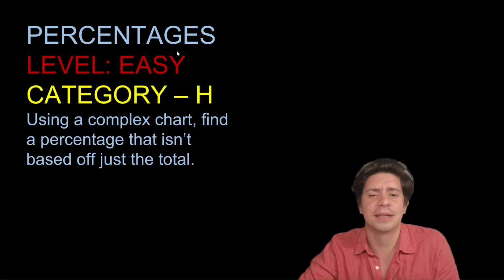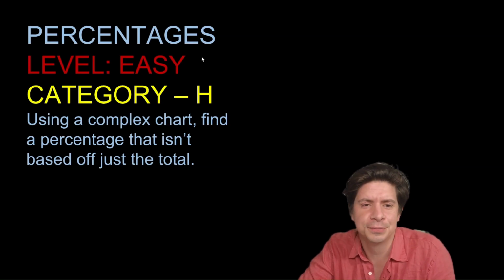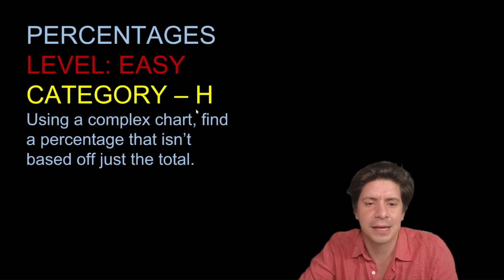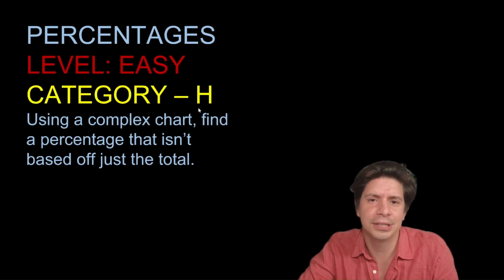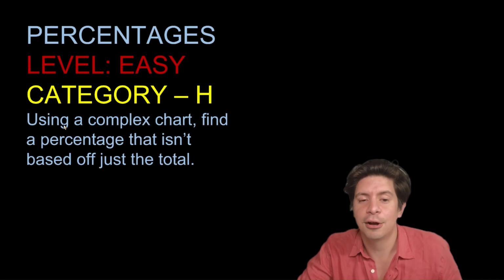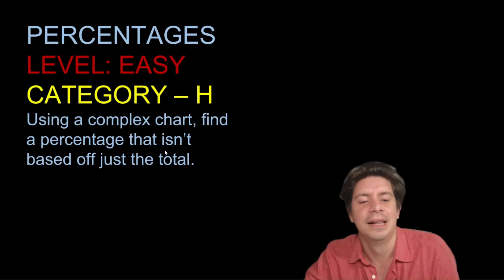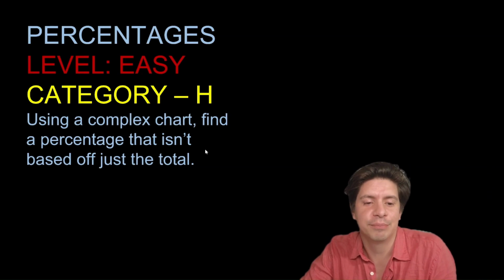This time we're doing, as you can tell here with my handy little creation, percentages. It's level easy category H, so I call it PER-E-H, a nice little system for you. It's all about using a complex chart, and you'll see what I mean by that. It's a multi-column, multi-row chart, and finding a percentage that isn't based off just the total.